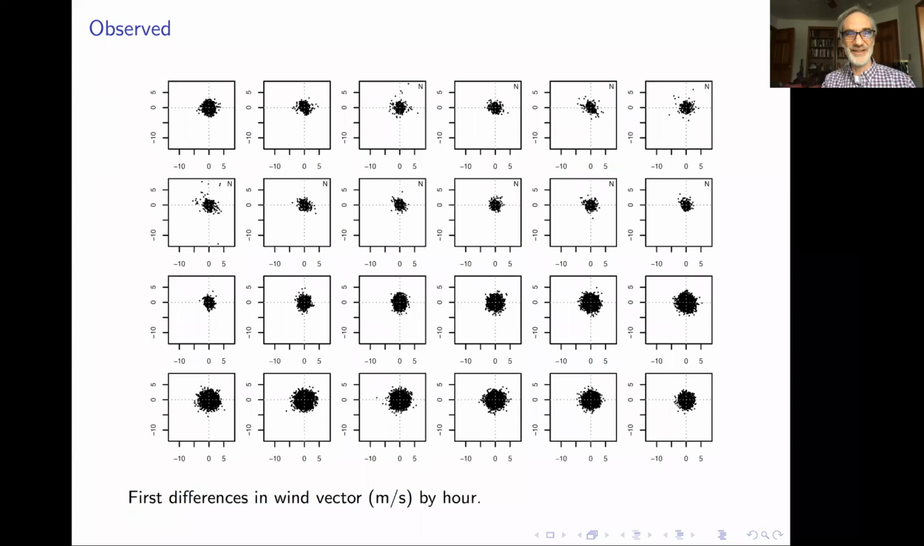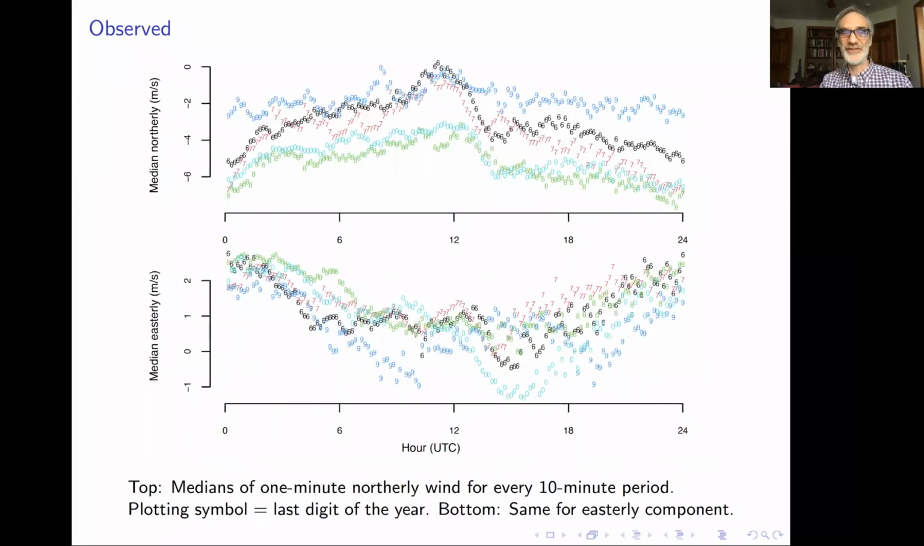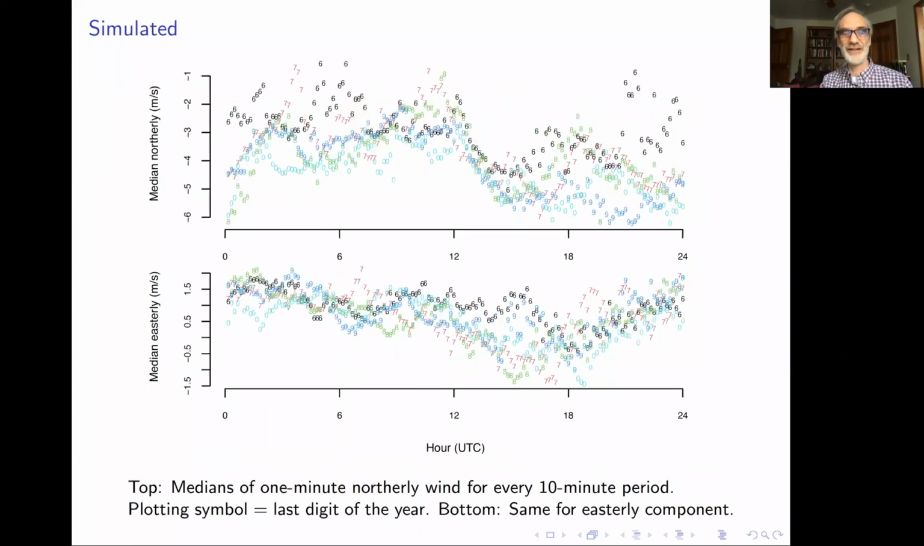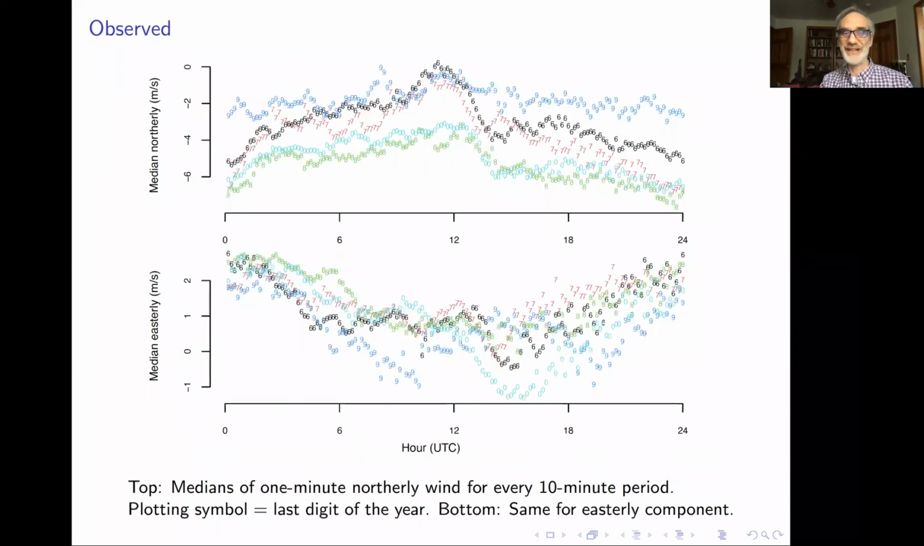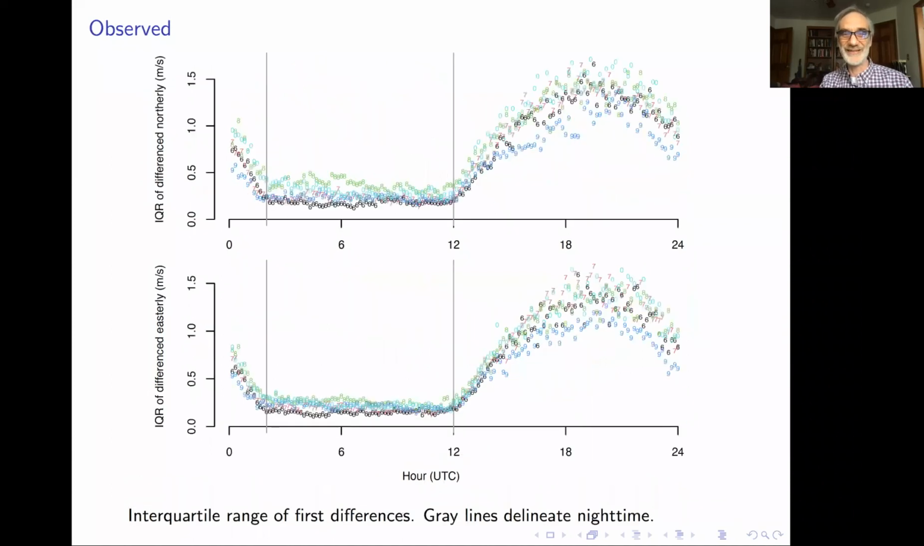Maybe. Here's the observed first differences. Here's the simulated first differences. They're pretty good. There are some weird little features here that bother me a little bit, but maybe I'm being too picky. So maybe I'm actually doing okay here. Here are these 10-minute medians for the observed. Here's for the simulated. They're not the same, but it's not so clear how much of that isn't just noise rather than something real. So I don't know how that's doing.